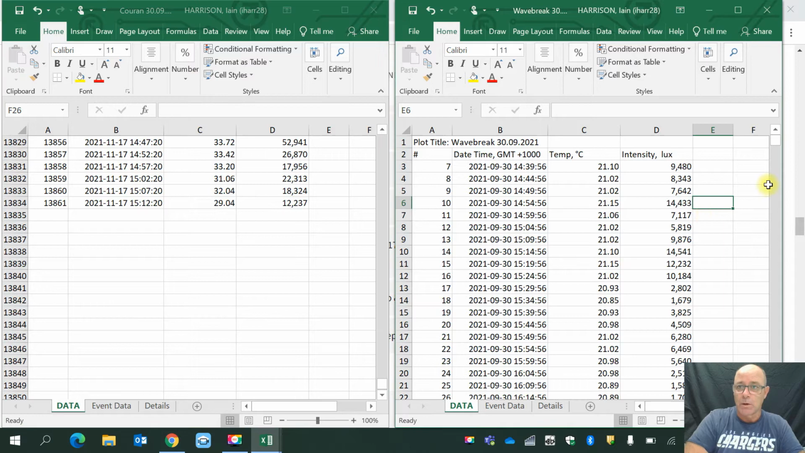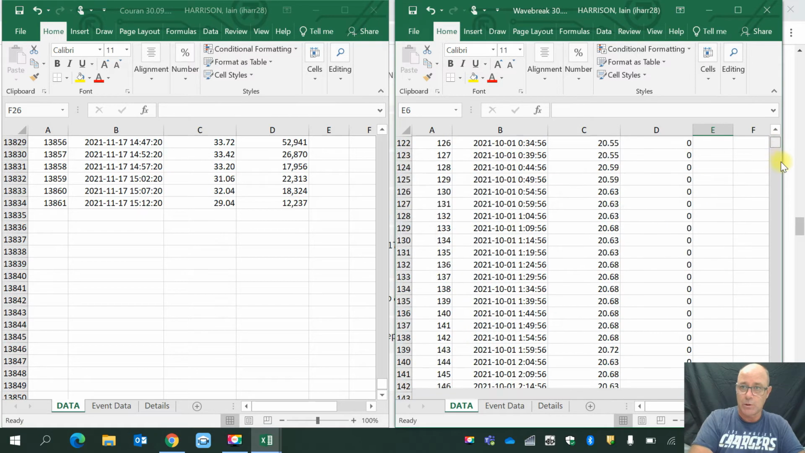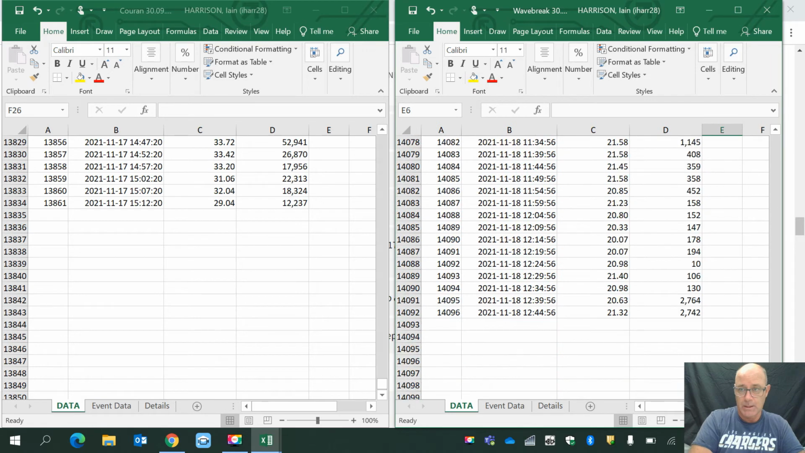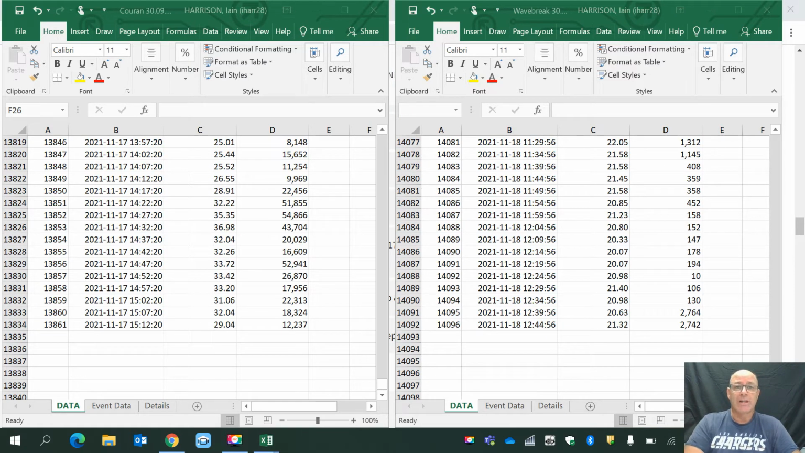If we select our Wavebreak Island workbook, the last piece of recording here was on the 18th of the 11th, which is the following day, and that was at 12:44. Now, this particular data collection was performed over a 2-day period. As we can see, Kerrang Cove was collected on the 17th of November in 2021, whereas the loggers from Wavebreak Island were not collected until the 18th of the 11th, which was the following day.